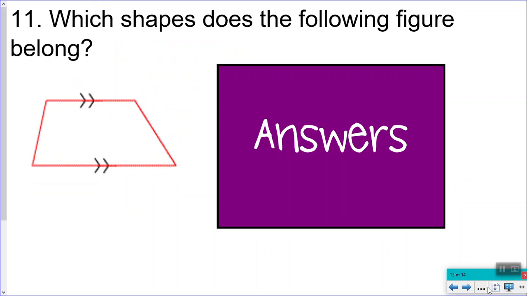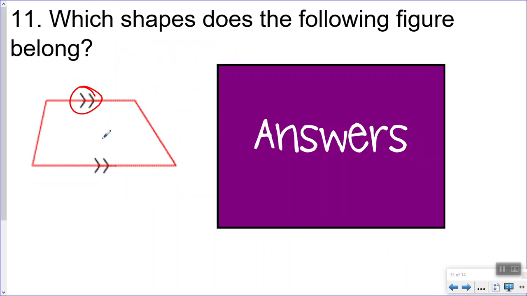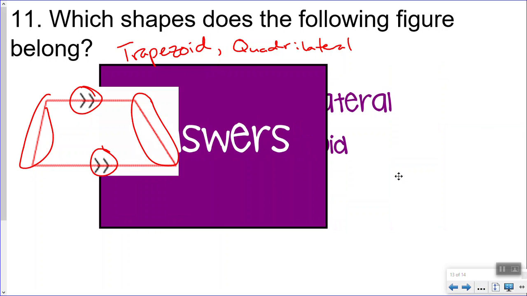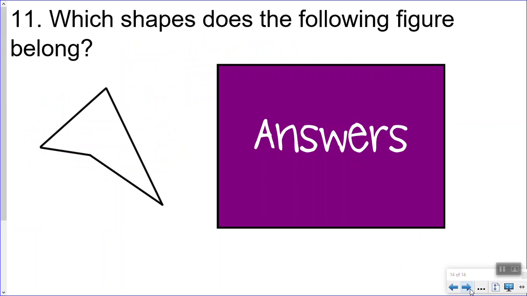Okay, similar to the last one, again, I only see one pair of parallel sides. So that means that this right away is a trapezoid. But I don't have any markings telling me whether these non-parallel sides are congruent, so we can't say that it's an isosceles trapezoid. However, I do know that there are 4 sides, so we can call this a quadrilateral. And if we go to check our work, we will see that those are the only 2 names that work for this shape. Go ahead and pause the video and see if you can identify the groups for this last one.